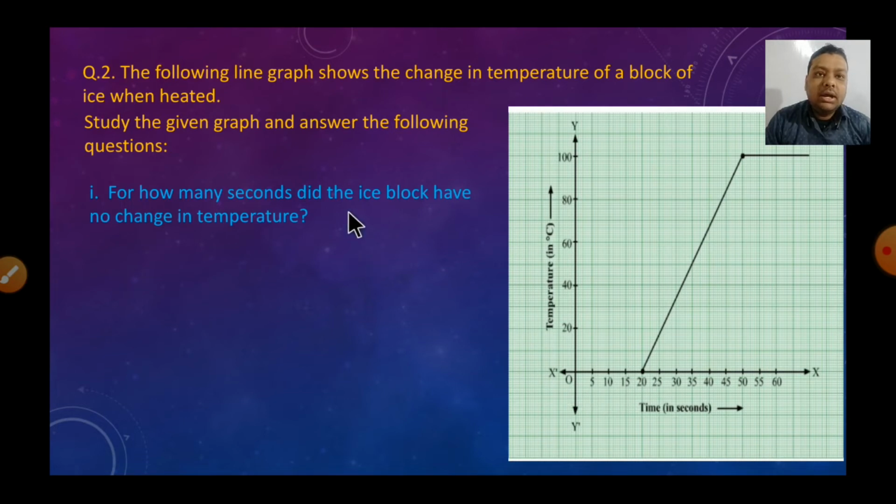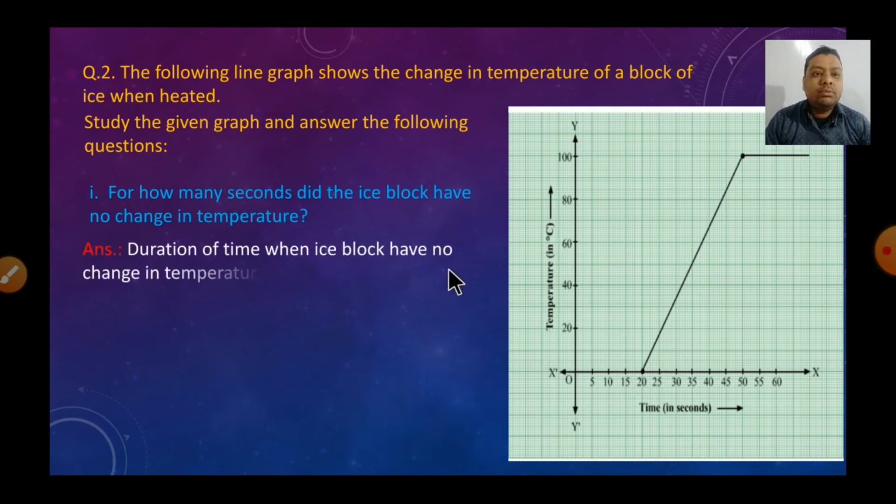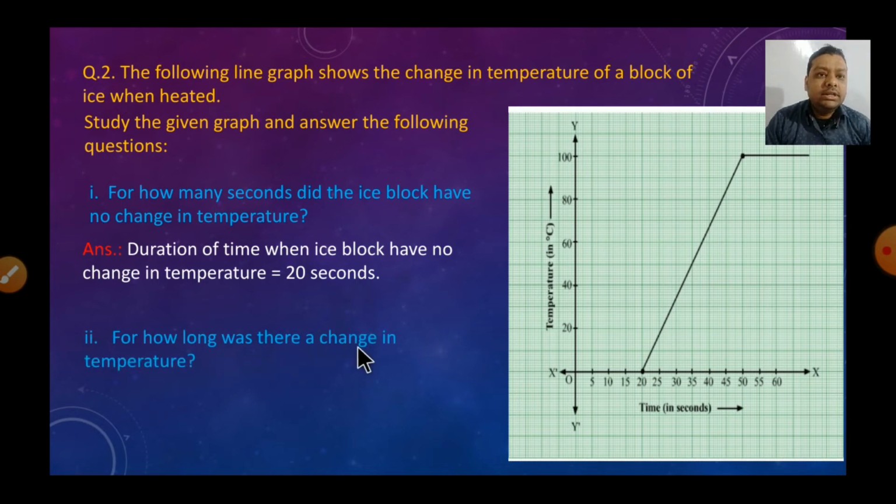The ice block is heating from 0 seconds to 20 seconds. You can see there is no increase or decrease in temperature. It means that will be the time up to 20 seconds. So we can say that the duration of time when the ice block has no change in temperature is equal to 20 seconds. Okay.